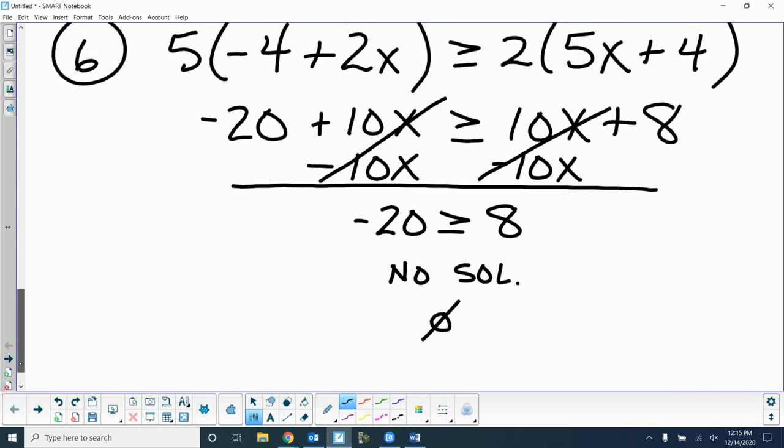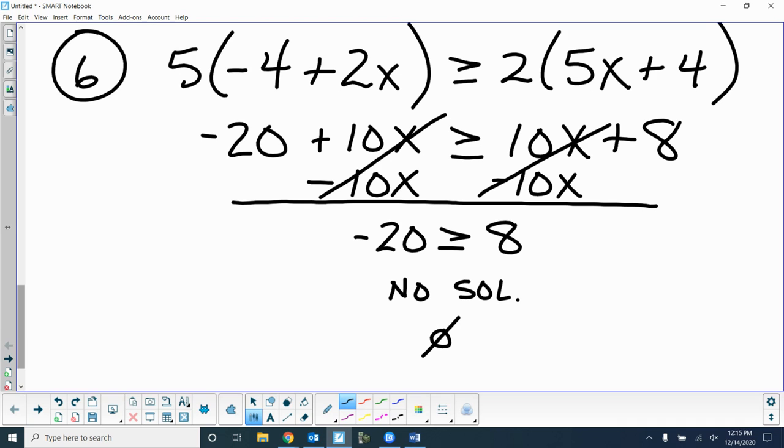Just understand, what if this was a true statement? What if it said positive 20 is greater than or equal to 8? That would be true, right? Then what do we say the answer is? It's a true statement when all the variables cancel out. All real numbers. Now, what's that number line graph look like? So it would be a number line, right? So I make a number line here. You know, we got our numbers. Then you're going to have it all covered up, right?